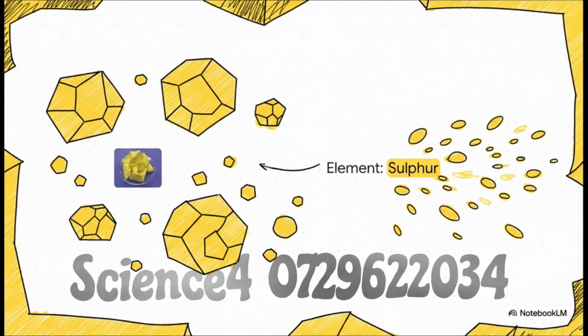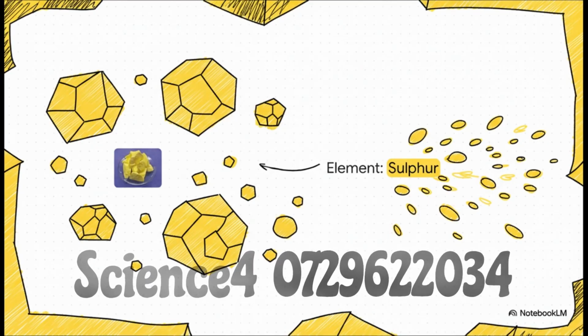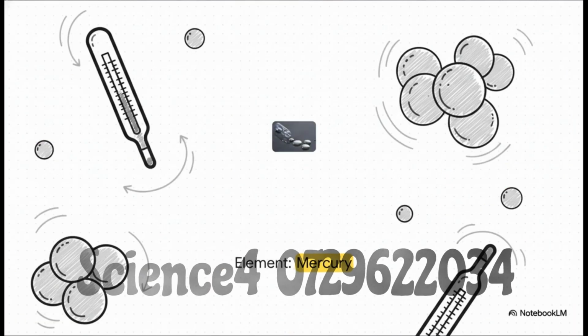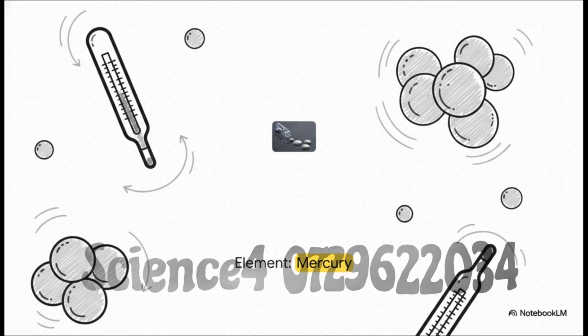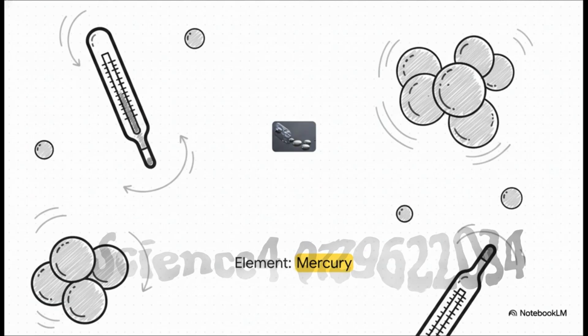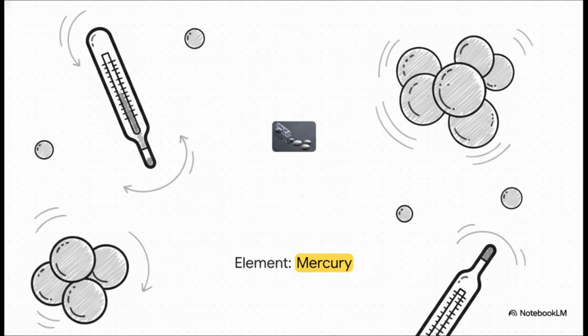Or take a look at sulfur. It's a completely different element, a different building block, with its own unique properties and that unmistakable bright yellow color. And then you get something really cool, like mercury, which is famous for being one of the only elements that's a liquid when it's just sitting on the table. But it's still a pure element, made of nothing but mercury particles.